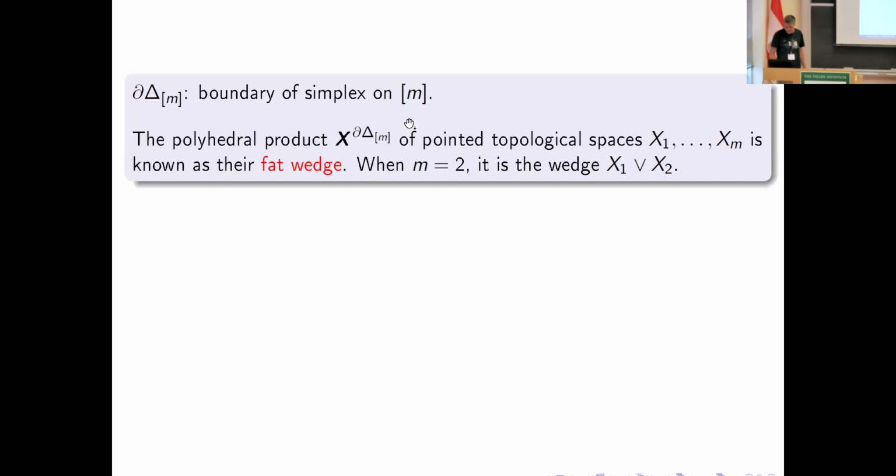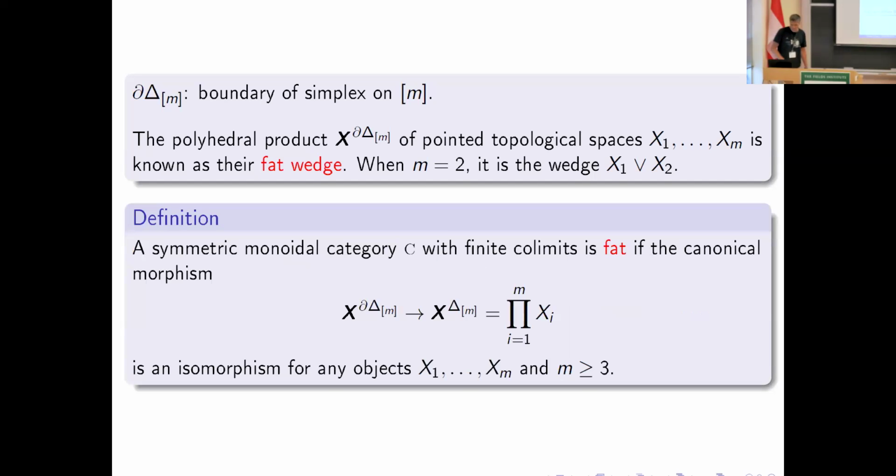And of course, if M is just 2, then the polyhedral product of topological spaces is an ordinary wedge. But that's fat wedge, which is important here. Now, you say that a symmetric monoidal category with finite colimits is fat if the fat wedge is a product, right? So when this canonical inclusion of the polyhedral product from the boundary of the simplex to the simplex, so this polyhedral product is just the product of all x's, and you want that to be an isomorphism, then you say that your category is fat.